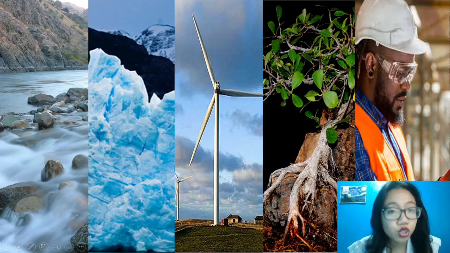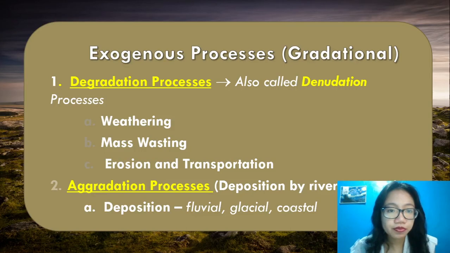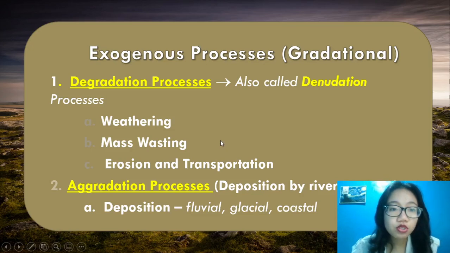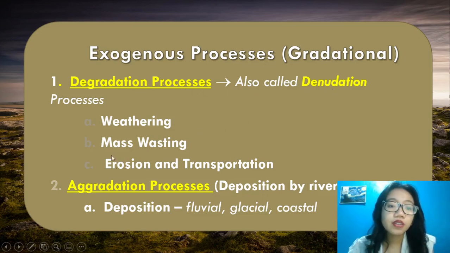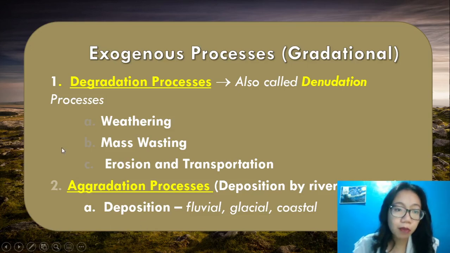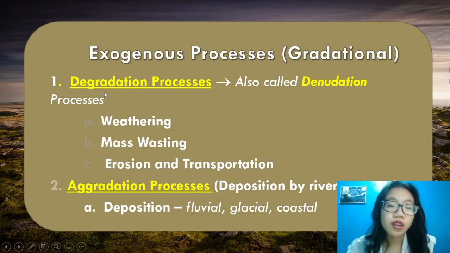beings are geomorphic agents. Okay, so we have mentioned earlier that when it comes to exogenous process, there are two parts. You have your degradation process, also called denudation, and you will see that we have divided the continuum process based on these two parts. So you have your degradation process, and that involves the weathering, mass wasting, erosion, and transportation. Then finally, for aggradation, here you have the deposition.